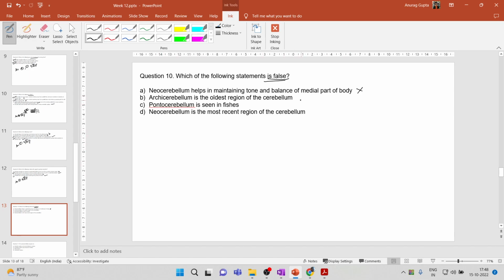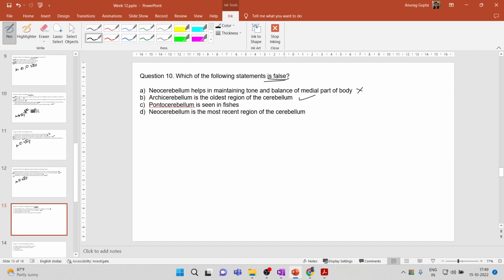Archicerebellum is the oldest region of the cerebellum. That is correct. This is also called the flocculonodular lobe, and it's seen even in fishes. The archicerebellum can be seen even in lower animals such as fishes, and it was the first to develop. That was then followed by the spinocerebellum, which emerged after the archicerebellum. And then finally, the newest is the cerebrocerebellum. Hence, it's called the neocerebellum.